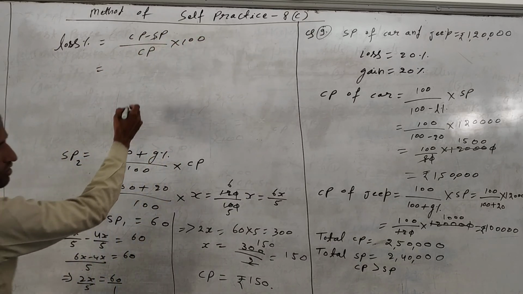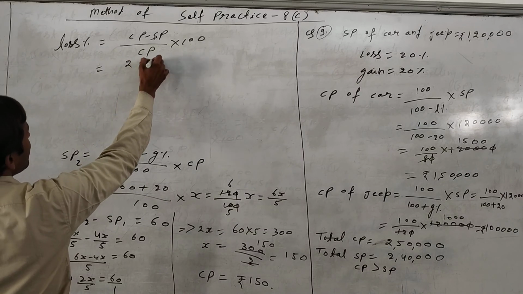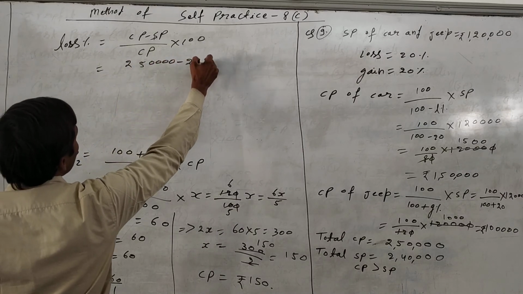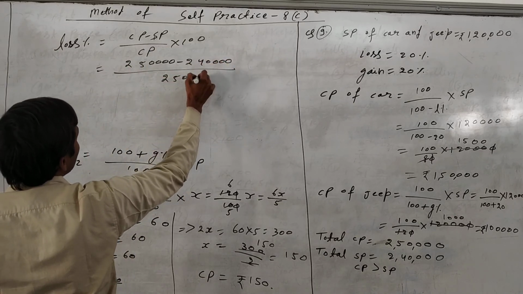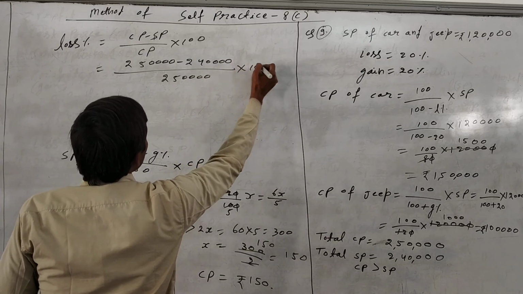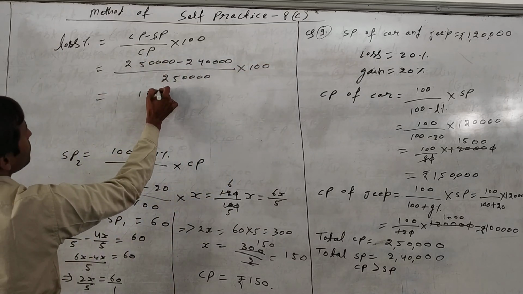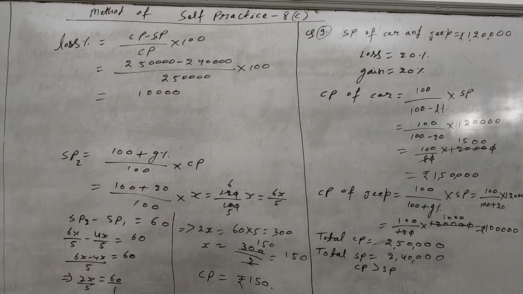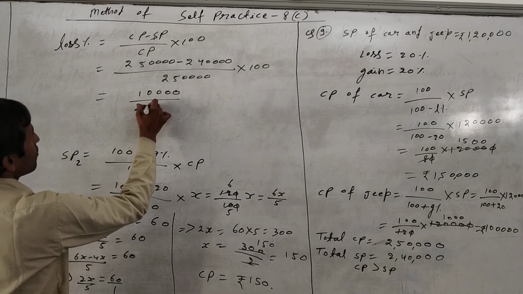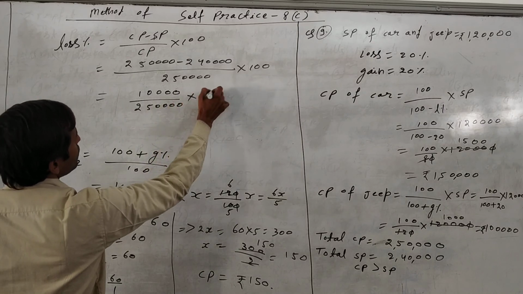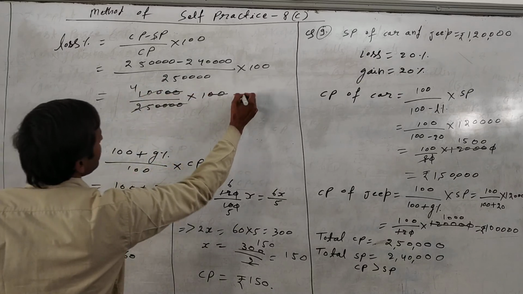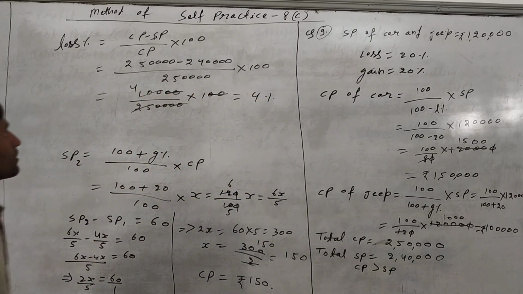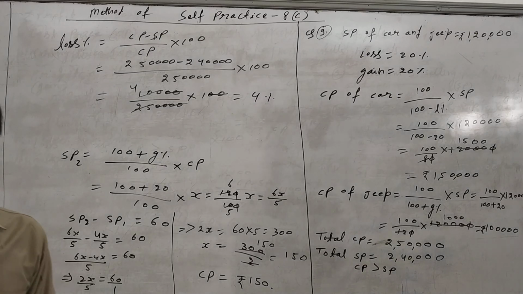So CP is how much? CP is 2 lakh 50,000 minus 2 lakh 40,000. So we will put 2 lakh 50,000 in the denominator and then multiply by 100. We subtract, it will come 10,000. 10,000 upon 2 lakh 50,000 into 100. Just cancel the zeros and then cancel out 4, then it will come 4%. Means finally they got an overall 4% loss. This is the final answer of question number 9.